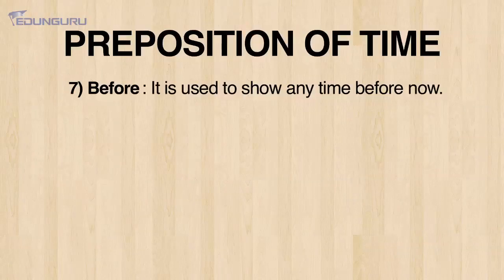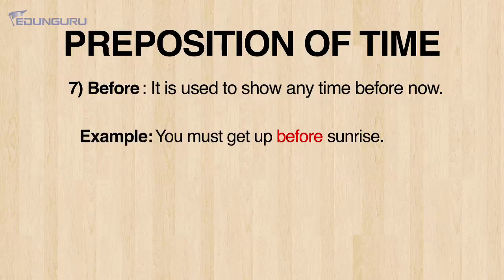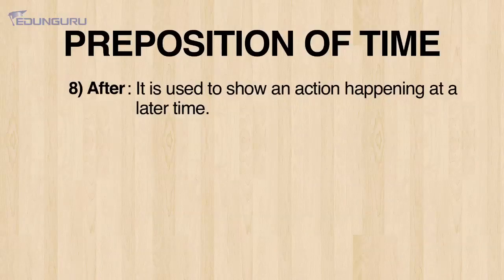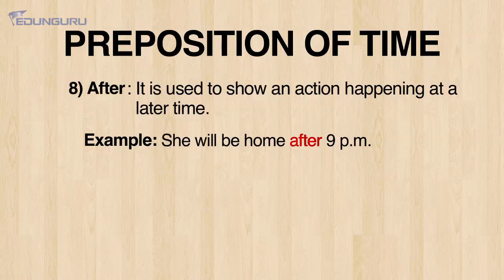Now the next one, before. We use before to show any time before now. For example, you must get up before sunrise. Next one would be after. Now, we use after to show an action happening at a later time. For example, she will be home after 9 p.m.